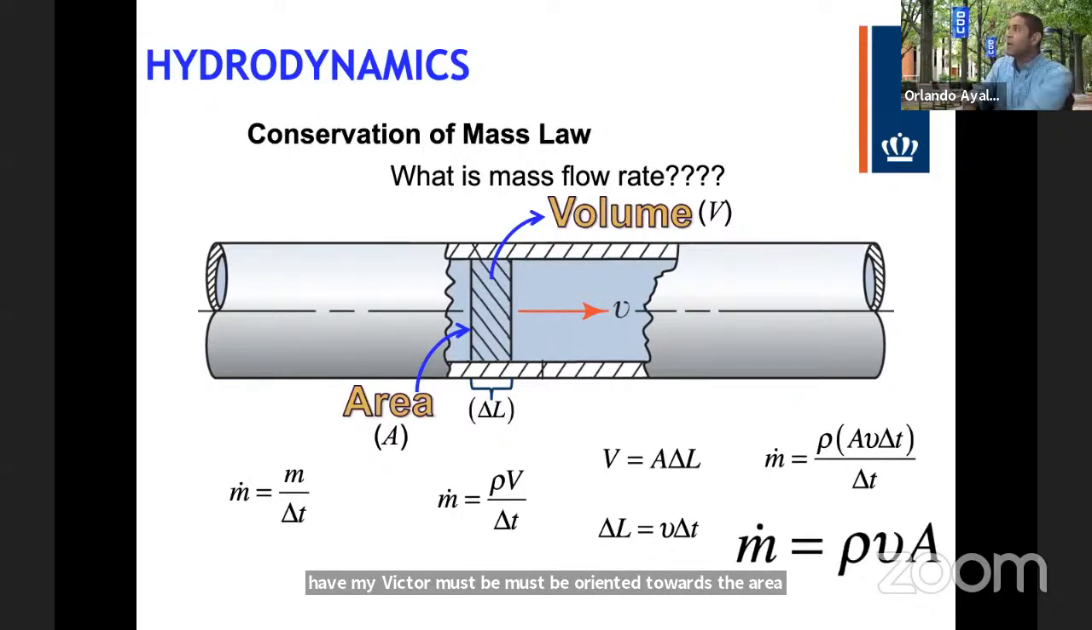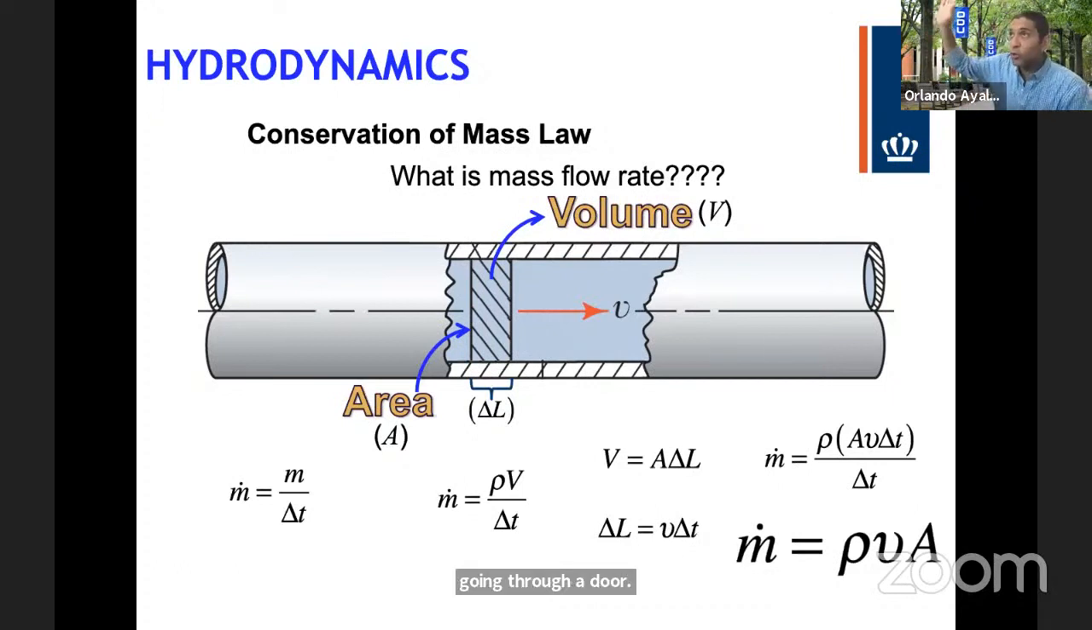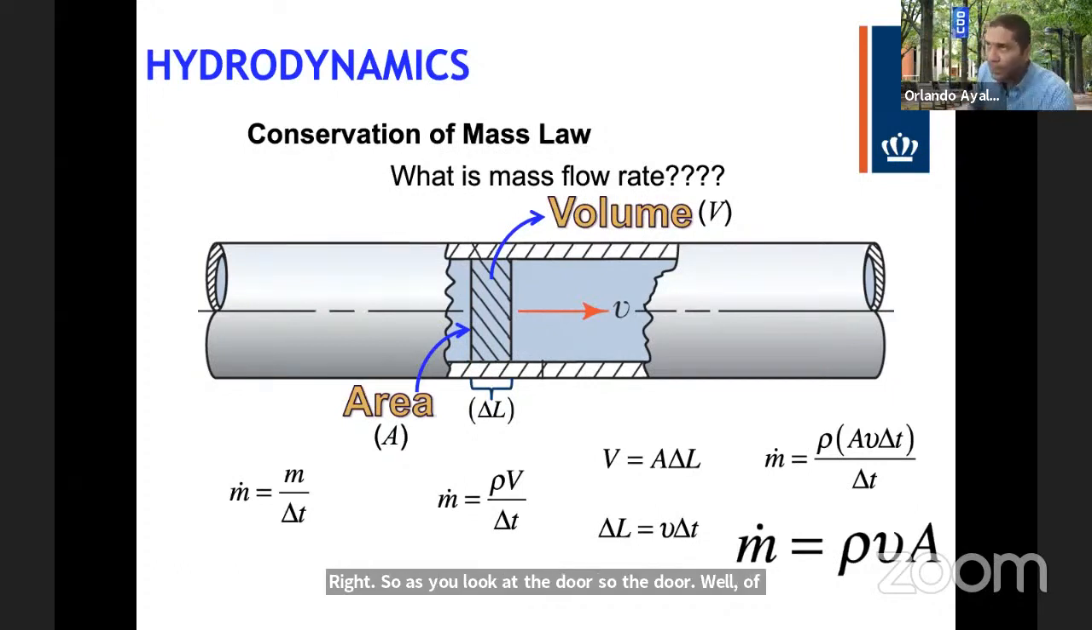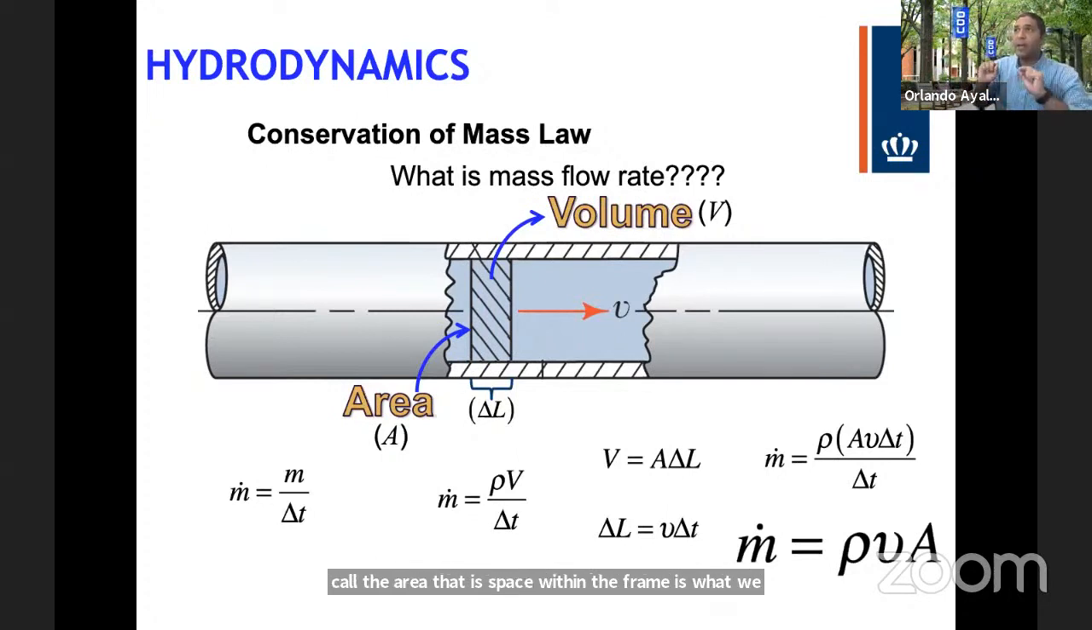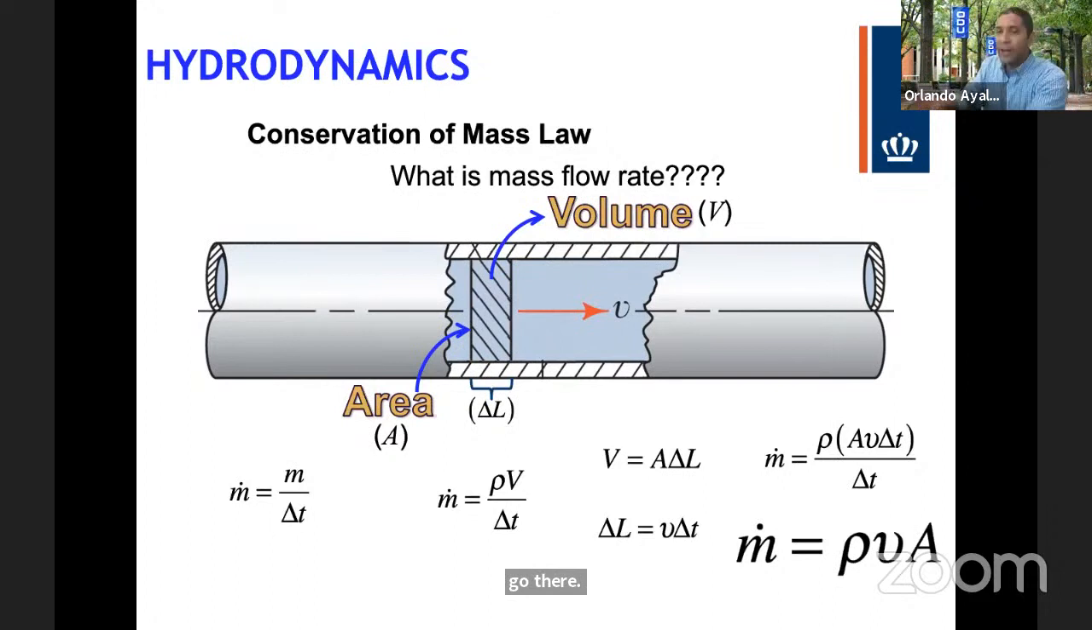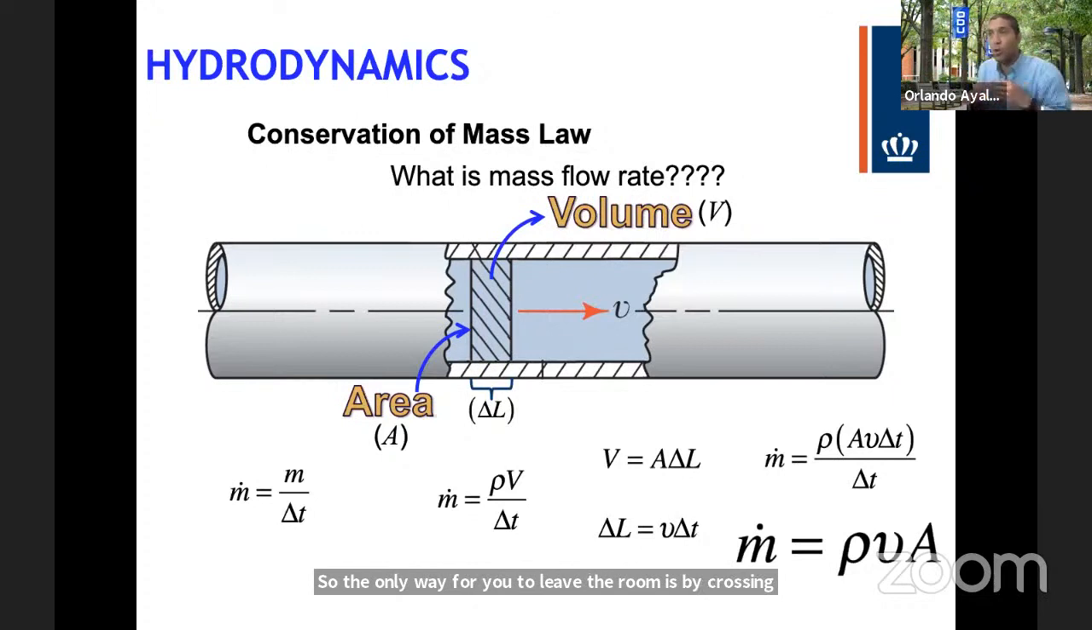It's like when you're leaving a room, you're typically going through a door, right? So look at the door. Of course you open the door, but the frame of the door. Once you open the door, you have the frame with an empty space that you can cross. That space within the frame is what we call the area. So the only way for you to leave the room is by crossing that area, which is the same phenomenon here. You cross that area.